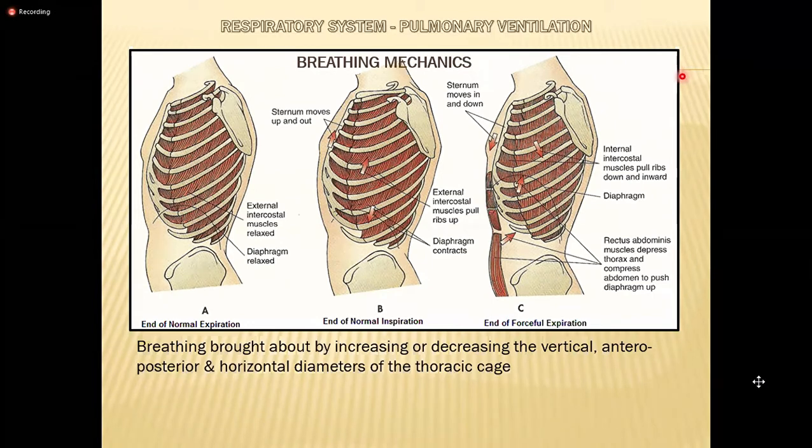At the end of normal expiration, what happens? How many muscles are involved here in your breathing? You have your external intercostals, you have your diaphragm, you have your internal intercostals, and your rectus abdominis. Your main muscle for inspiration is your diaphragm. Expiration is automatic recoil of the lungs.